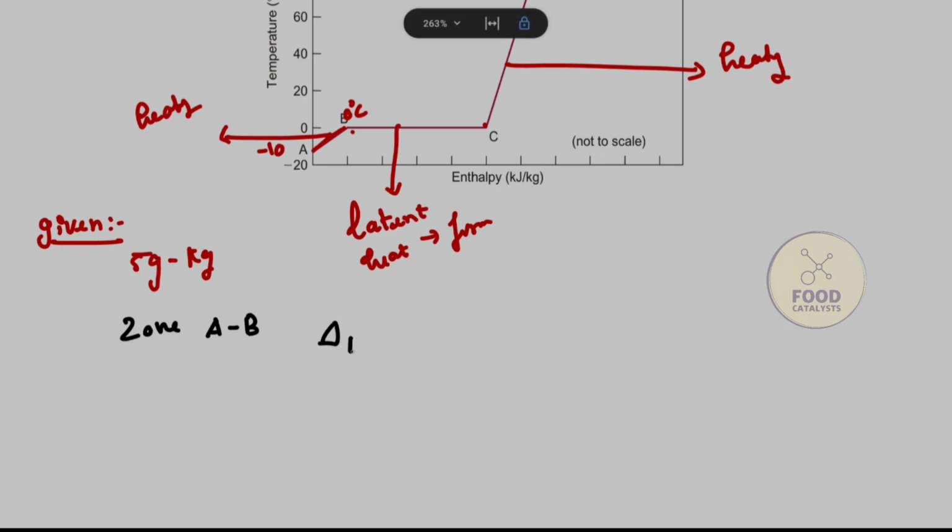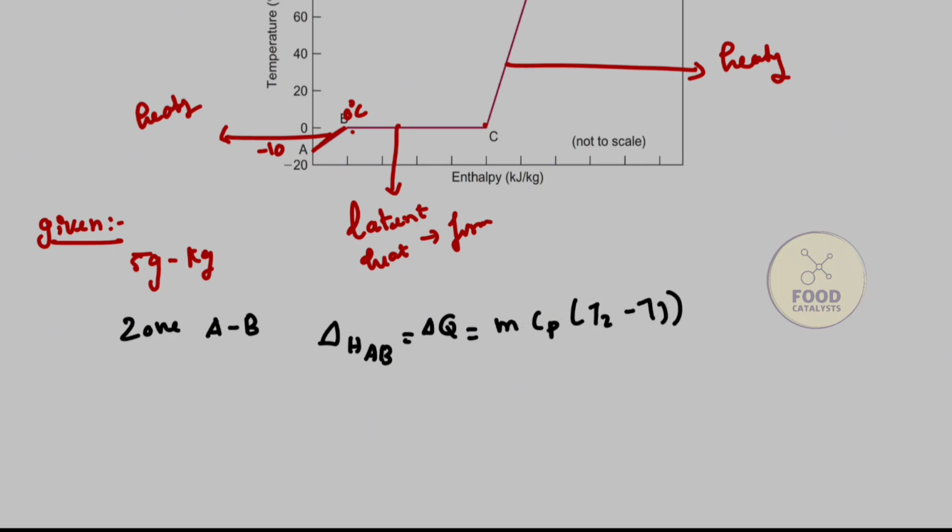Okay, so del H of A and B is equal to Q, which you already know. So what is that formula for Q? It is m Cp (T2 minus T1). So this is the formula, right? What is m? m is 5. And what is Cp? Cp is actually the specific heat of water.